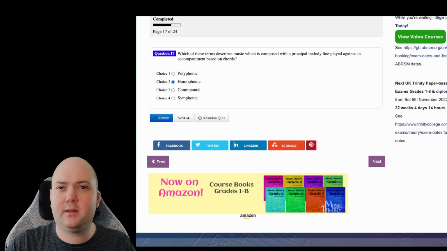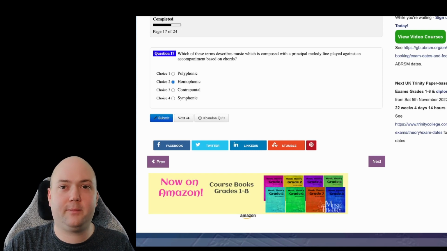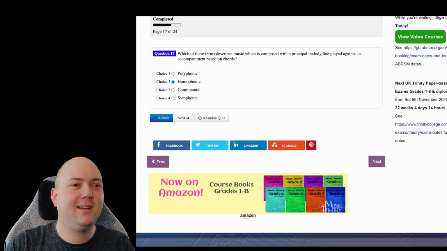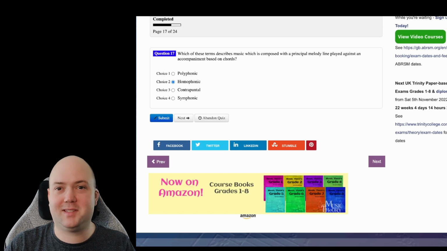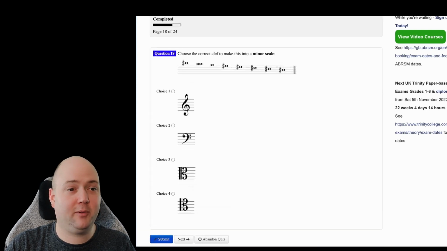Watch me be wrong on this. This is like old terminology. I don't do a whole lot with classical music. Even as a horn player, I don't need to know this when I'm performing like a Mozart symphony or something like that. Contrapuntal, no, because that would be counterpoint. Symphonic, no, because that's a bunch of different melody lines. So homophonic is one melodic line, polyphonic, multiple. But watch me be wrong on that.